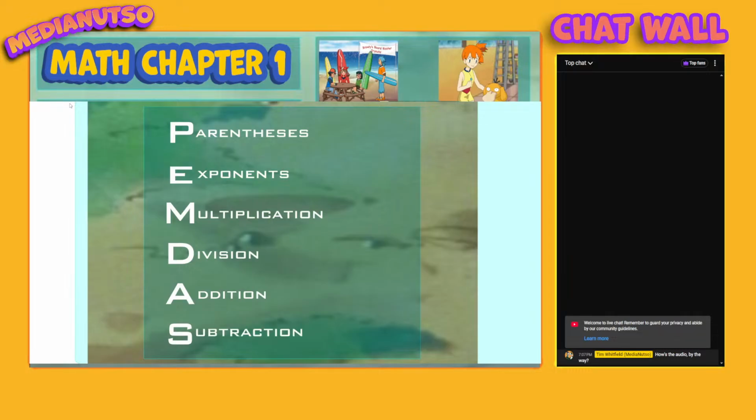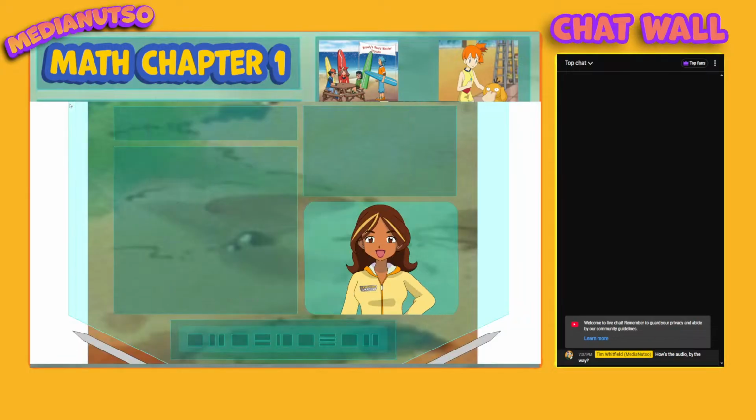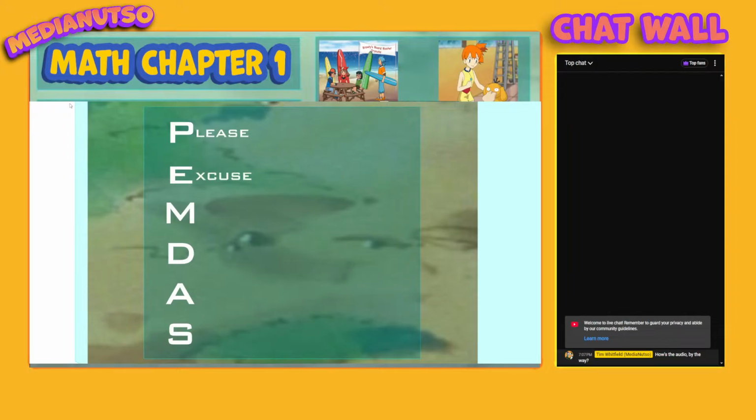And S for subtraction. Those are a lot of steps to remember. You're right. But some people remember PEMDAS by saying, "Please excuse my dear Aunt Sally." Oh boy, remember that acronym? Don't worry, you'll get the hang of it. I'll talk you through the first problem in your puzzle.